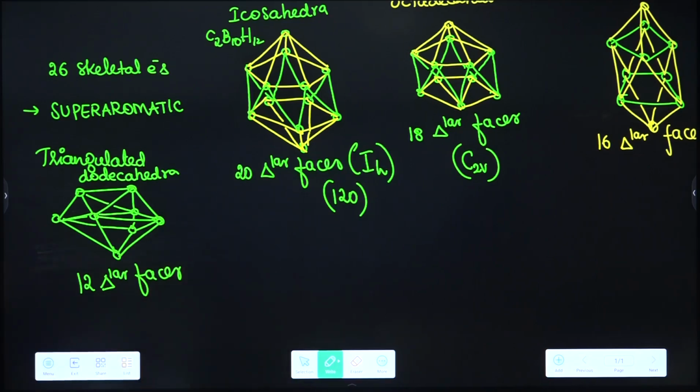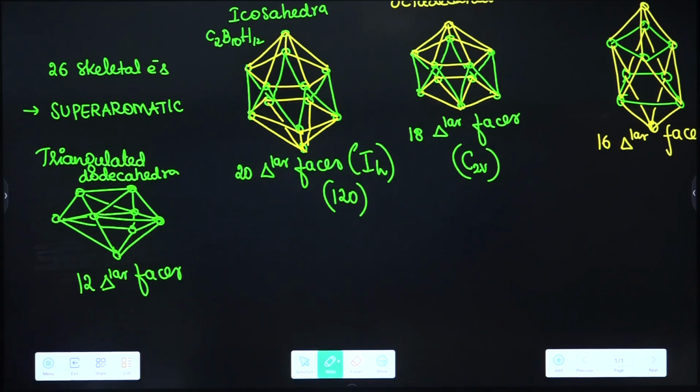Why should we say triangulated dodecahedra? Because we also have pentagonal dodecahedra. Pentagonal dodecahedra is also there. It is a platonic solid. This is triangulated dodecahedra. All faces are triangles. It is a deltahedra. That is one correction. Okay.